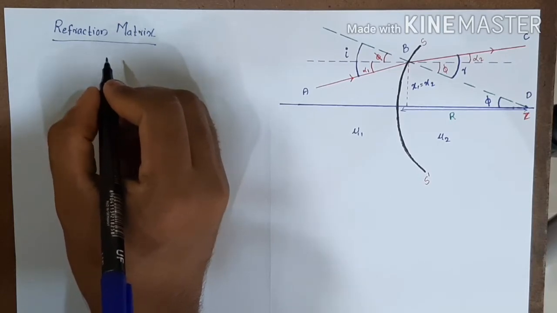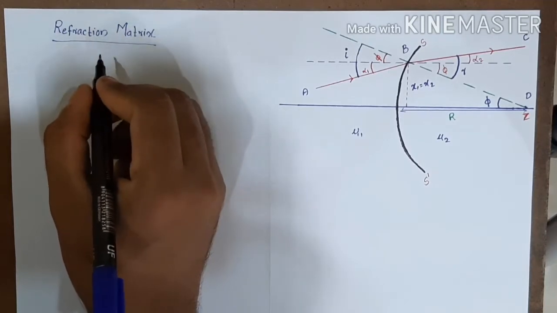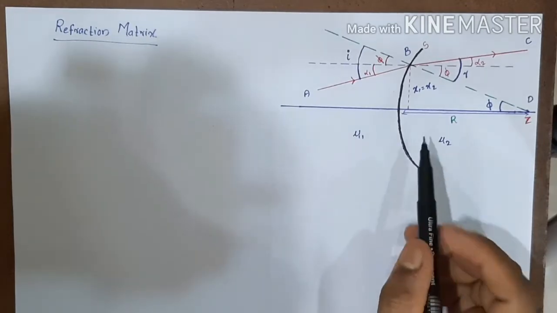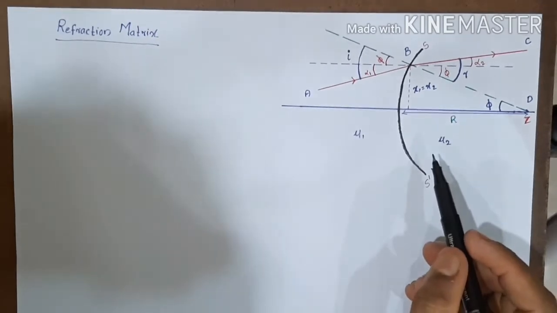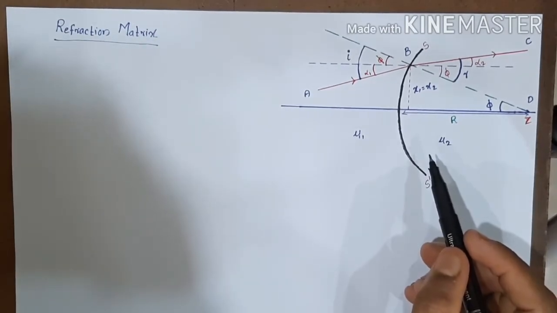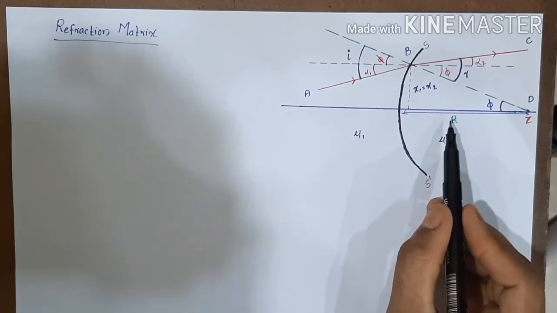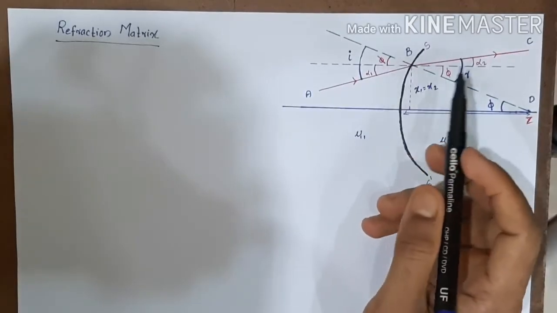Now we are going to discuss the refraction matrix, the second process when a light ray passes through a medium. Here, for obtaining the matrix of refraction, we are considering a process of refraction along a spherical surface, or refraction on a spherical surface. Here we are considering a convex spherical surface of radius of curvature r, and a light ray AB is incident on this spherical refracting surface.